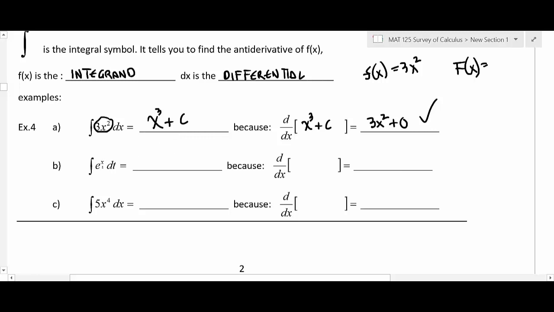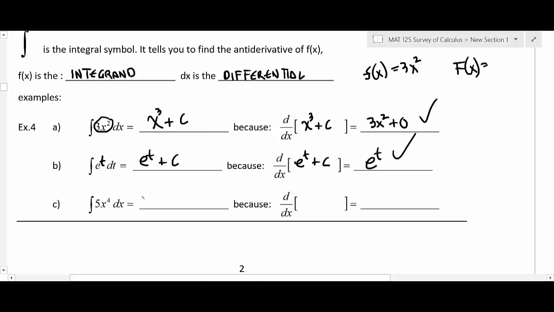This has a mistake. These variables have to match, so change the x to a t. Okay, so what's the answer? e to the t plus c. The reason it's right is because the derivative of e to the t plus c is just e to the t. Okay, how about the next one?